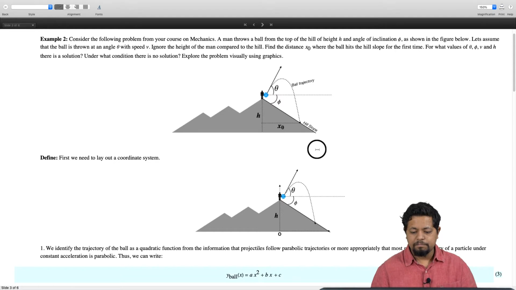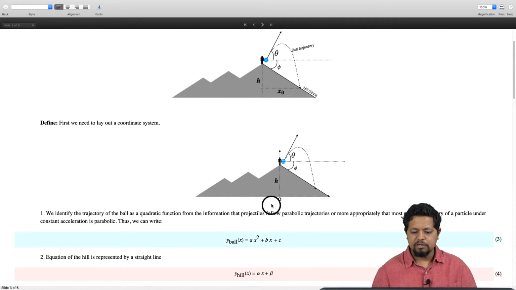Okay, excellent. So, laying down the coordinate system, we need to first lay down the origin. My second picture over here shows the origin. Let's take the origin right underneath the man at the bottom of the hill. This dotted line shows the level of the ground. This is the line of the horizontal. The hill makes the angle phi with the horizontal. We throw the ball at the angle theta. We'll ignore the height of the man compared to the height of the hill. Let's assume the hill is much taller than the person.